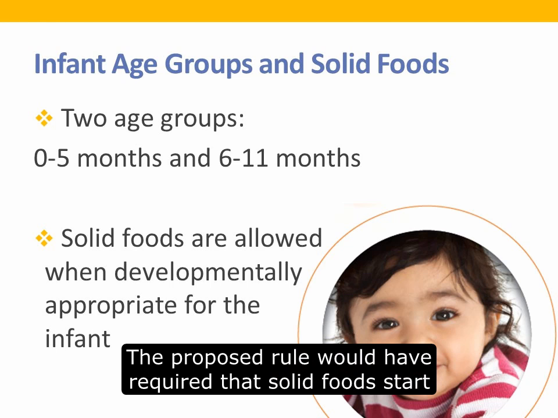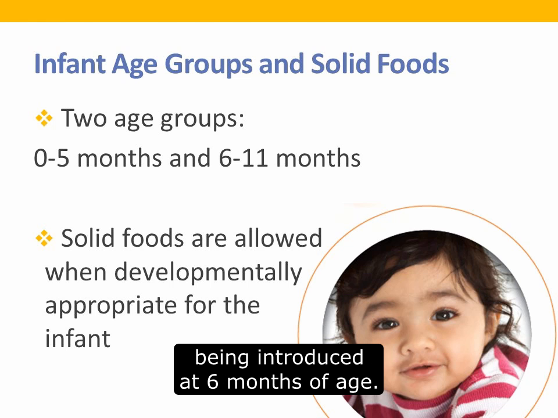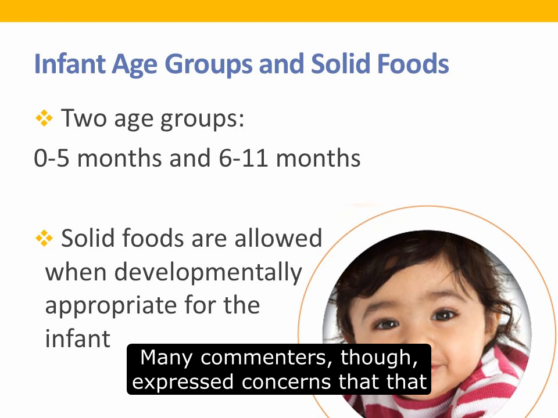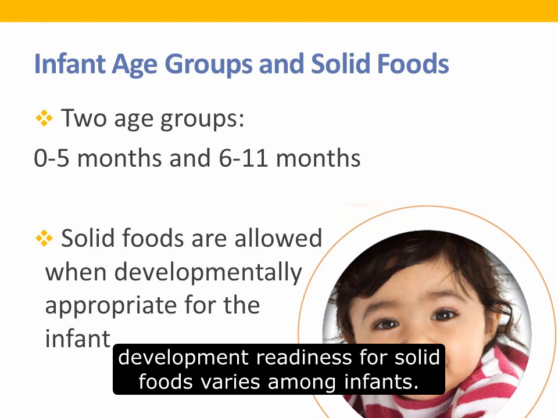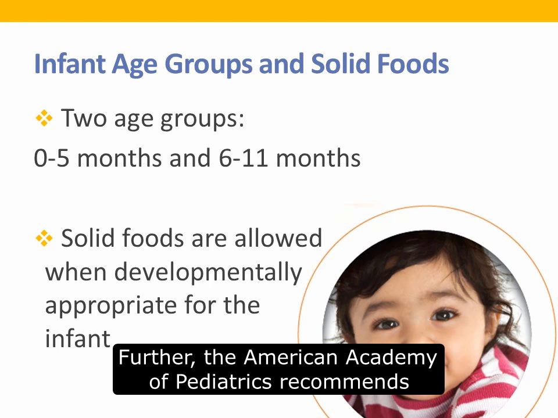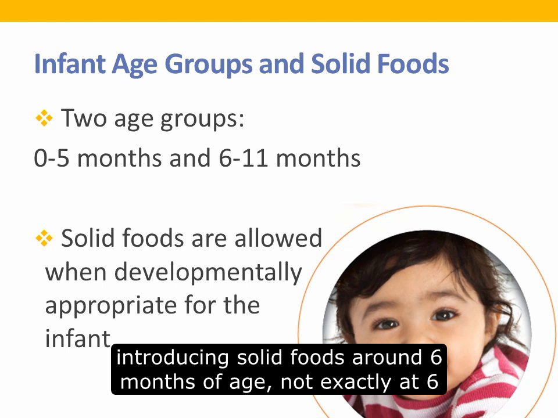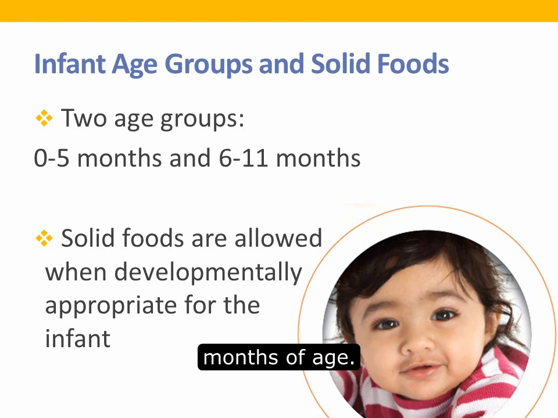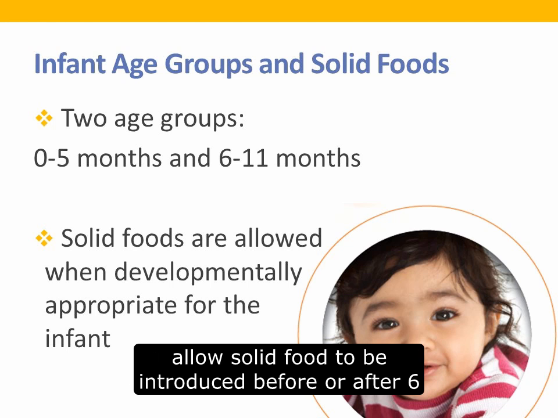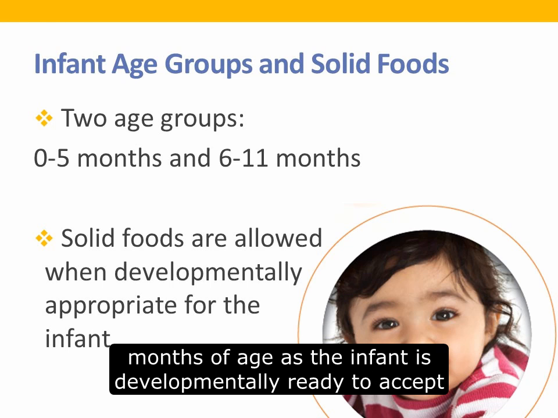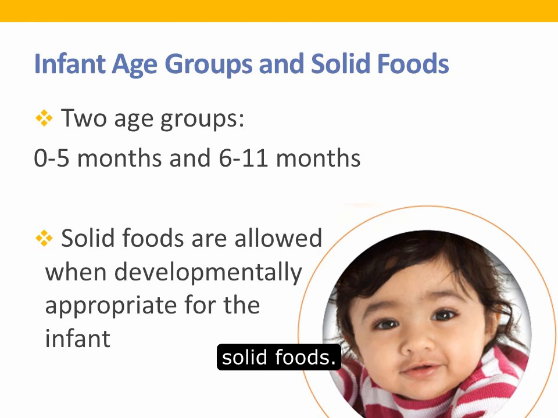The proposed rule would have required that solid foods start being introduced at 6 months of age. Many commenters, though, expressed concerns that that would be too restrictive, and we agreed, because the individual developmental readiness for solid foods varies among infants. Further, the American Academy of Pediatrics recommends introducing solid foods around 6 months of age, not exactly at 6 months of age. With that, we modified the final rule from the proposed rule to allow solid foods to be introduced before or after 6 months of age as the infant is developmentally ready to accept solid foods.